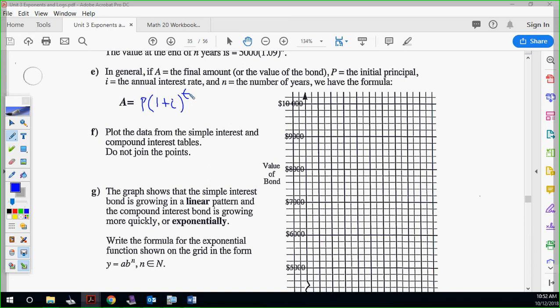All right, so then we have exponential. So this is just the one we did. They just want the equation for the one we did, which would be 5,000 times 1.09 to the t.